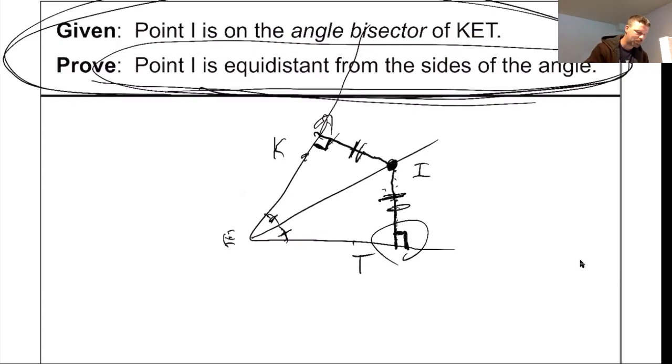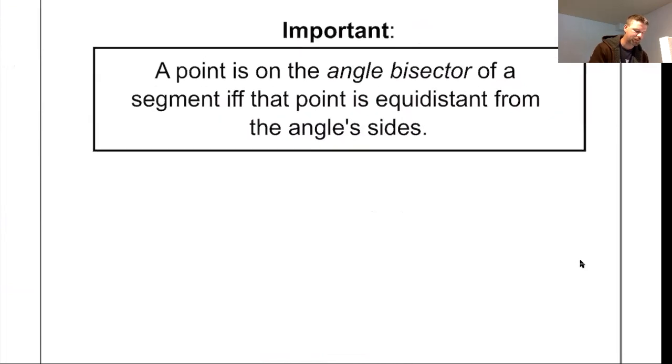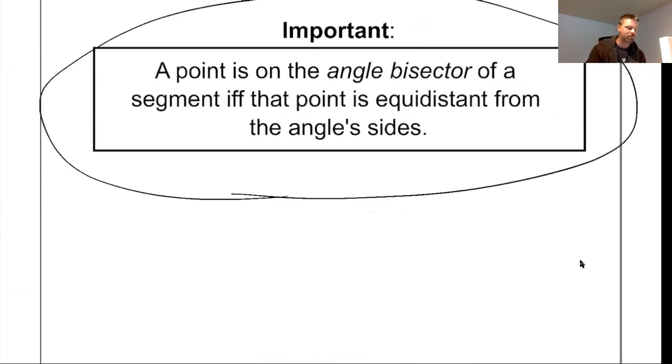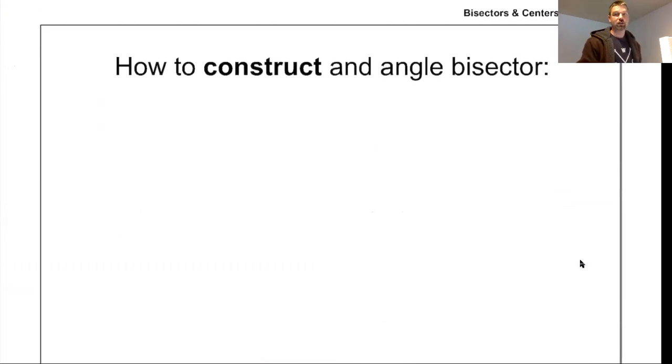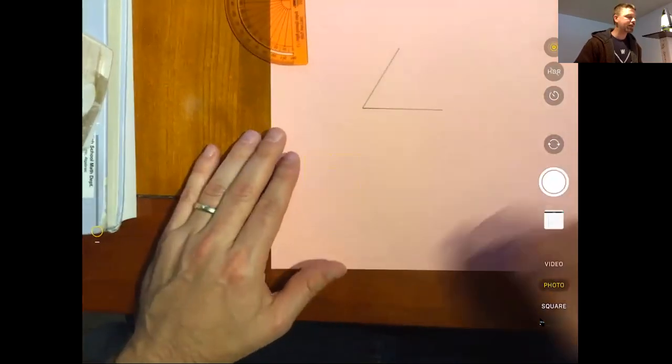All right. Constructing an angle bisector. Well, first important information: a point is on the angle bisector if and only if that point is equidistant from the angle sides. Again, that just means as long as you know the point is equidistant from the angle sides, it's on the bisector, or the other way around. If a point's on the bisector, it's equidistant from the angle sides. All right, that allows us to learn how to construct an angle bisector. So that'll be next.